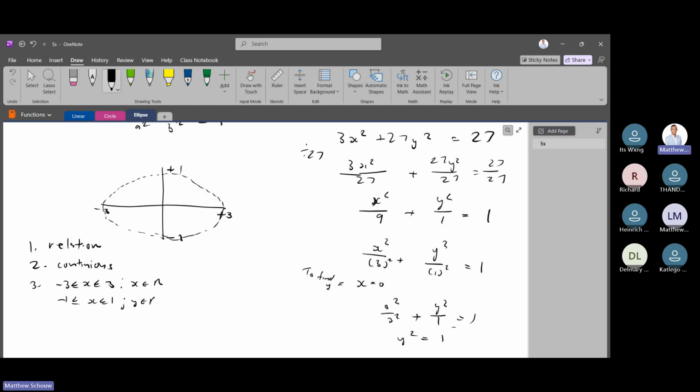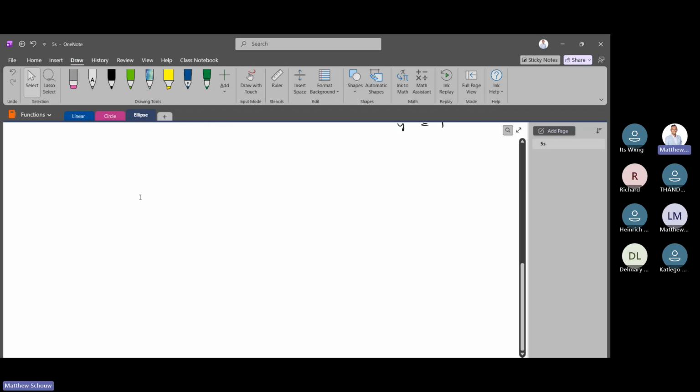Does everyone understand what I mean here? All the values from here till here. Okay, I believe that's correct. That is good.